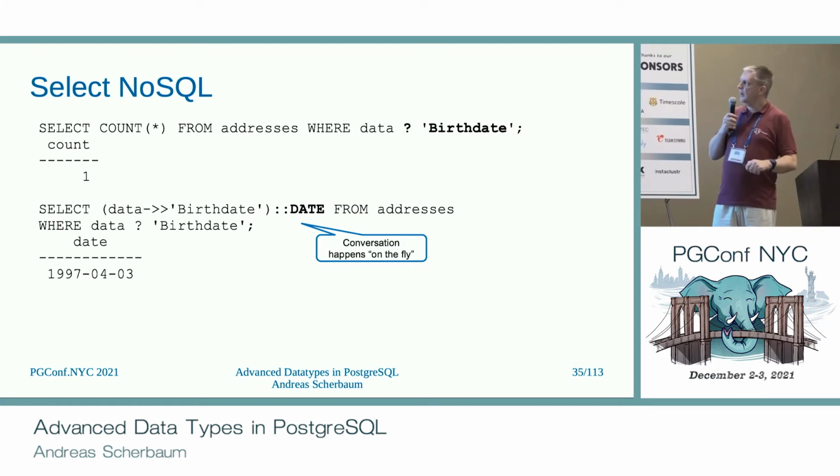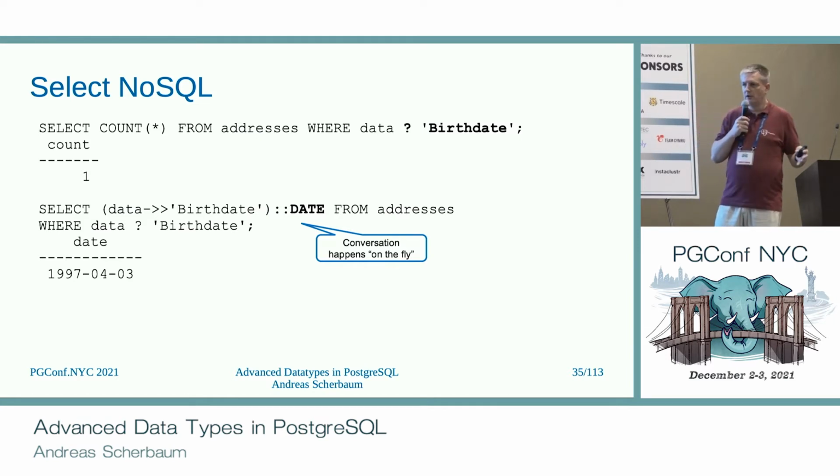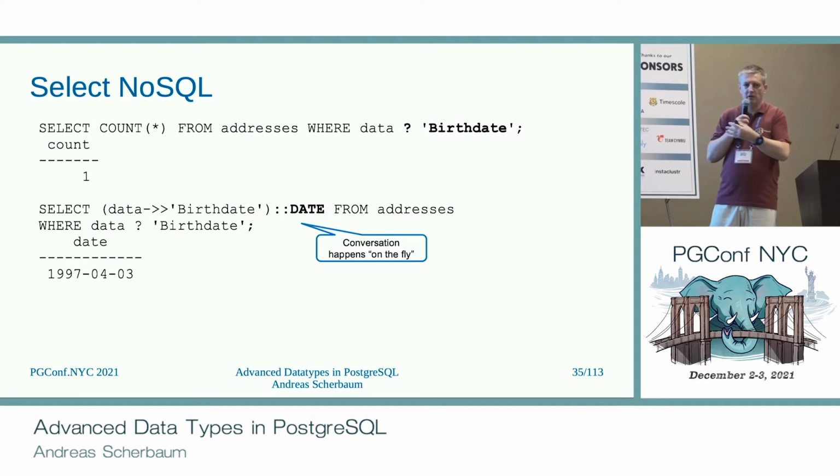I can extract my data and make Postgres cast it to a date field, and then right here, my validation happens. Postgres will check if it's a valid date or not. If it's not a valid date, like if you just throw rubbish into it, it will complain here and stop doing this query. And now we actually get a proper ISO date back here.